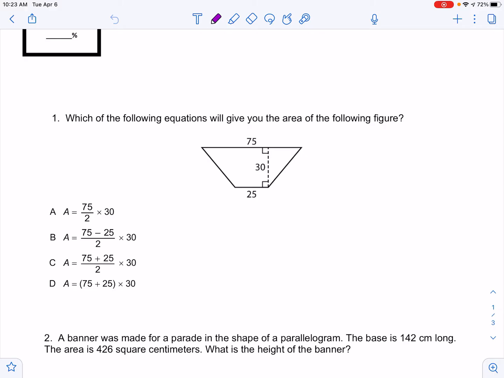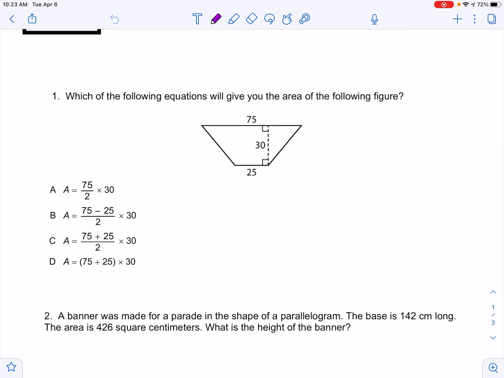Number 1, which of the following equations will give you the area of the following figure? So here you're going to be choosing the process. You're not actually having to solve for the answer. So I'm going to look at my STAAR reference sheet and I'm going to write down the formula. Area of a trapezoid is half base 1 plus base 2 times the height.